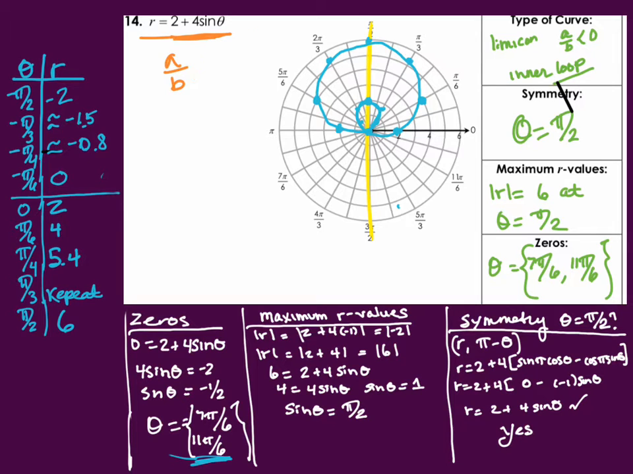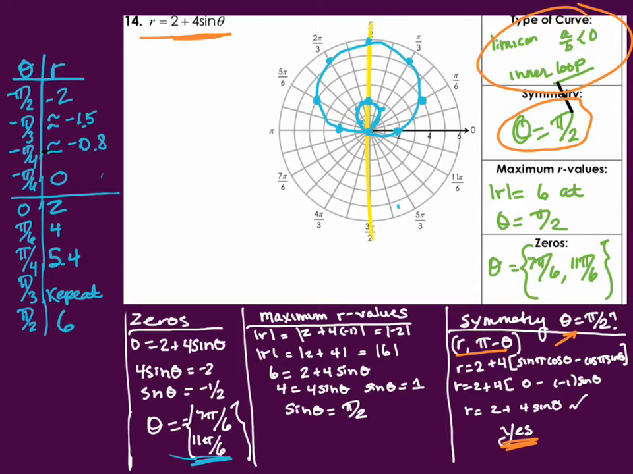So let's talk about symmetry. Test for symmetry over here. Is it symmetric to pi over 2? Usually is. Here's me testing it. The answer is yes, it is. Okay. So symmetry is theta equals pi over 2.